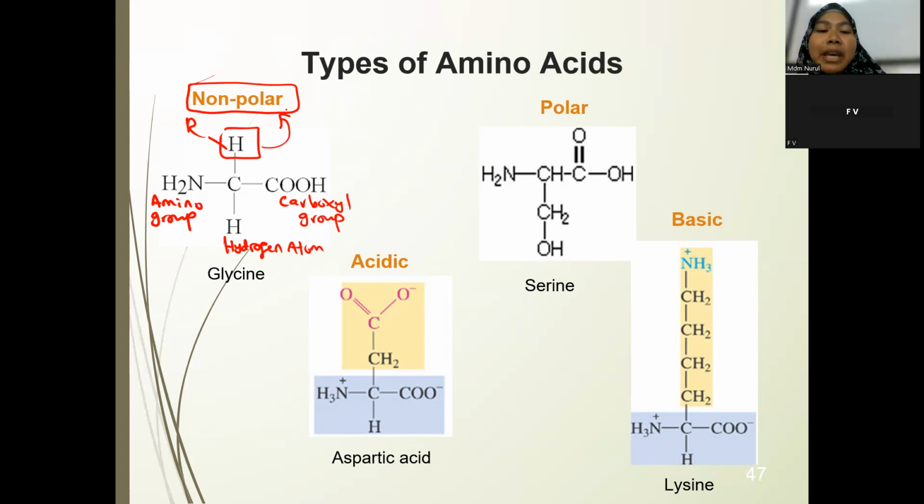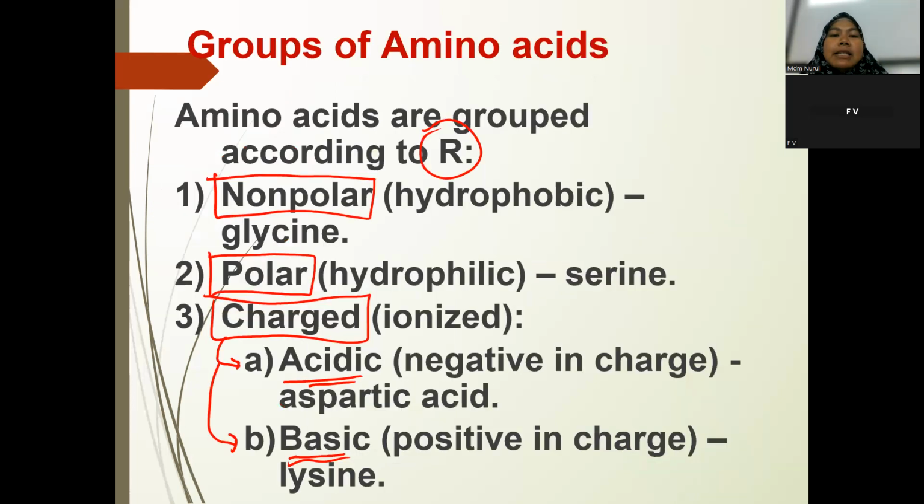Faham? Okay, contoh glycine. Madam, saya kena hafal ke status setiap contoh tu? Tak payah hafal. Tapi you tengok, you tahu. Oh, ini R group dia ada H. So, dia adalah non-polar. Madam, saya kena hafal ke nama glycine, aspartic, aspirin? Tak payah hafal. Yang penting tengok tahu this one is which classification. That's it. Okay, ni non-polar. Contoh glycine.